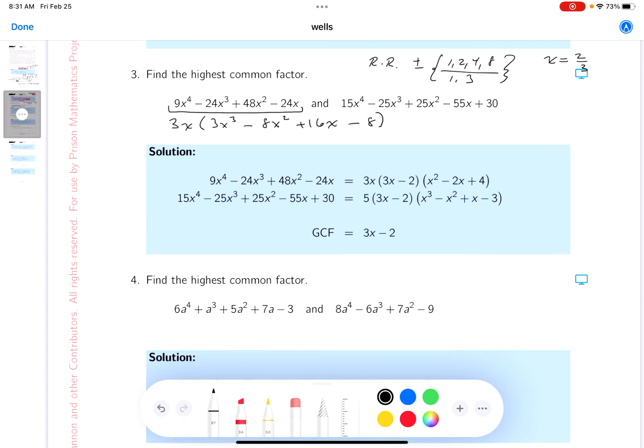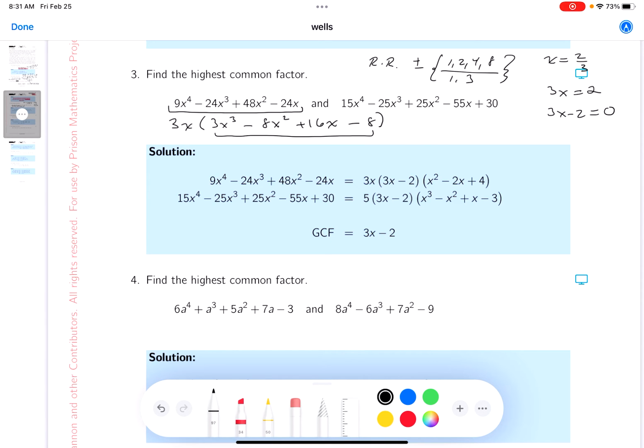What do I mean by that? When you plug in 2/3 here, x equals 2/3, this would give you 0, right? Now, if that's true, that means 3x equals 2, or 3x minus 2 is equal to 0. And then you know what we do? We do a long division, all right?